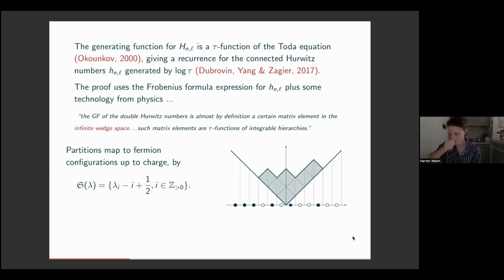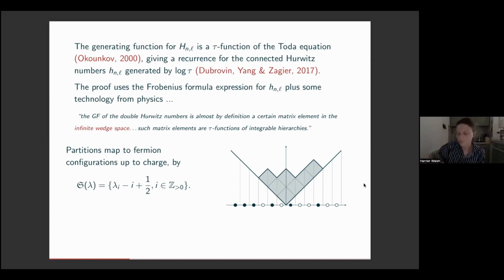So this uses a map that comes most easily from just taking the Young diagram of a partition, rotating it by 45 degrees and reading off the parts where the slopes of the upper edge are negative.